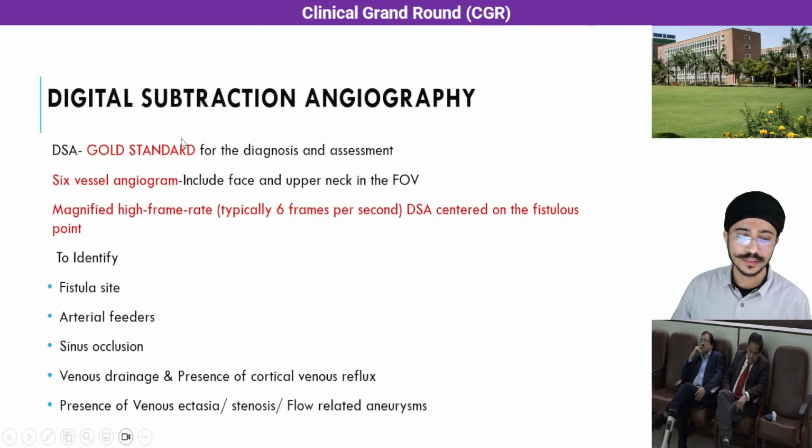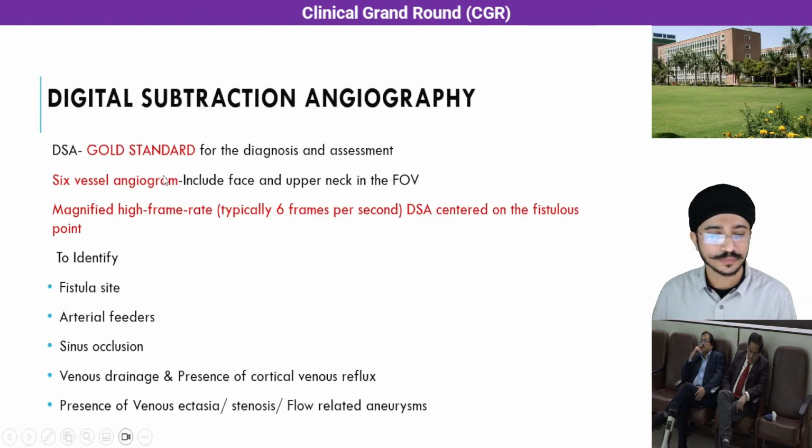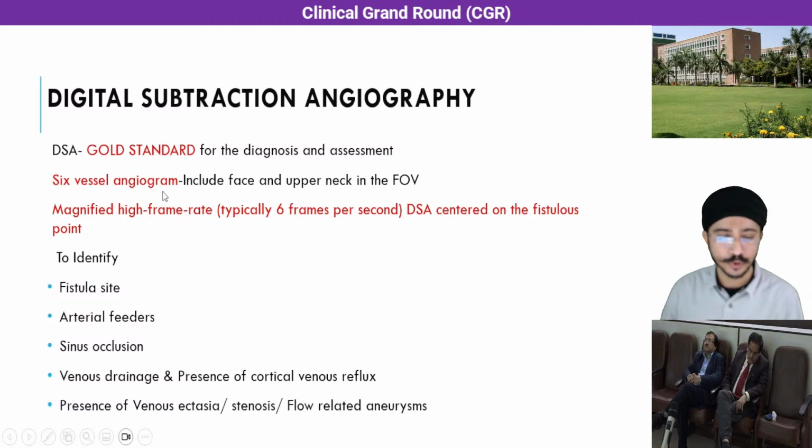DSA is the gold standard for the diagnosis and assessment. A 6-vessel angiogram should be done, and it should include the face and upper neck in the field of view. Magnified high frame rate images should be taken, centered on the fistulous point.